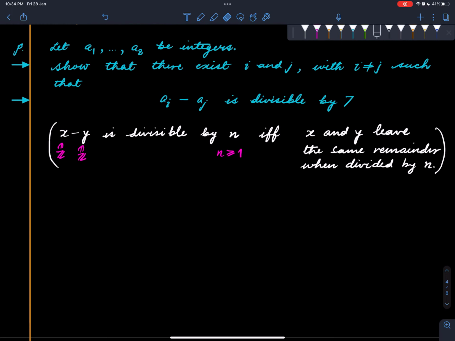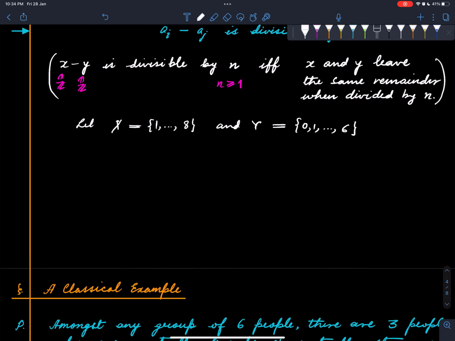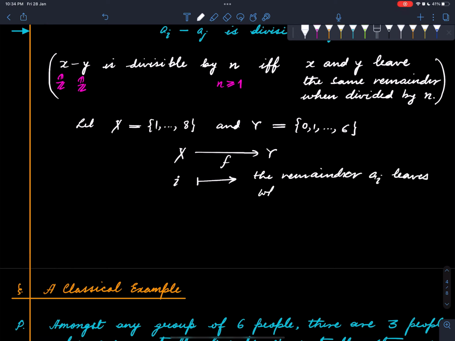So now let us use the pigeonhole principle to solve this problem. I'll be very, very formal. So let X equal 1 to 8 and Y equal 0 to 6, and you will see why I'm defining Y that way. So define a map f which takes i to the remainder ai leaves when divided by 7.